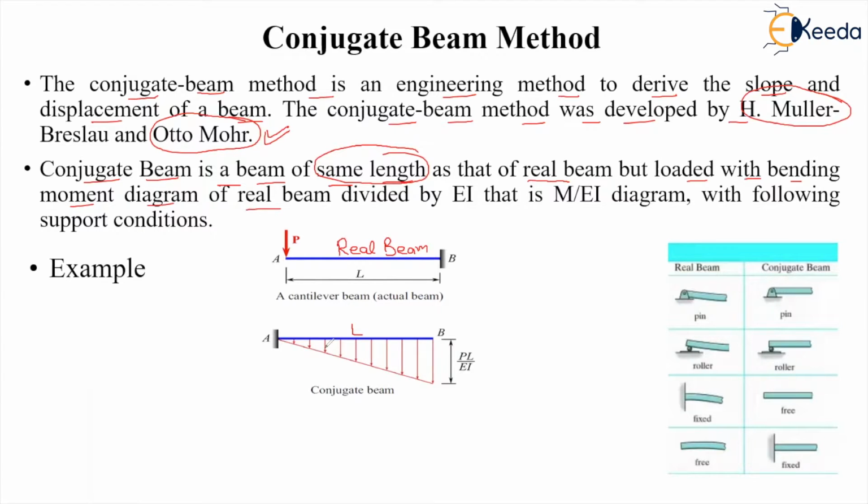The bending moment diagram is triangular now. The new beam, which is called the conjugate beam, is loaded with this diagram. So this is the bending moment diagram, right? It is loaded with the bending moment diagram divided by EI. EI needs to be taken care of, right? And support conditions are different.